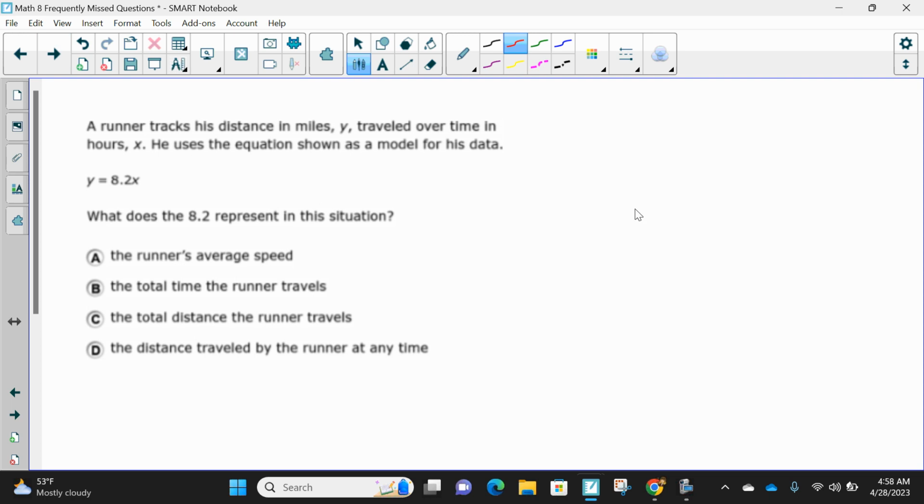Next question, a runner tracks his distance in miles, y, traveled over time in hours, x, using the equation y equals 8.2x. What does the 8.2 represent? So the number in front of x is always going to be the speed, or how fast it's going, because it's miles per hour. So it's going to be the runner's speed.